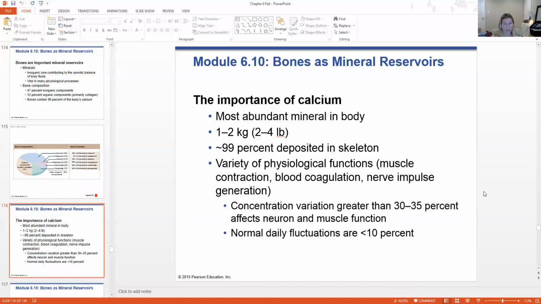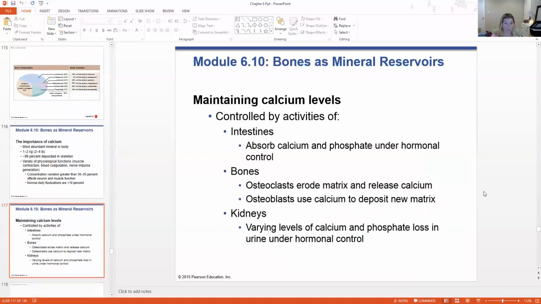We need it for blood coagulation and nerve generation, muscle contraction, etc. And typically normal fluctuations are around 10% in our blood. So we want to keep it very, very stable in our body. So we have to maintain calcium levels in our body. There are a couple ways this is maintained.